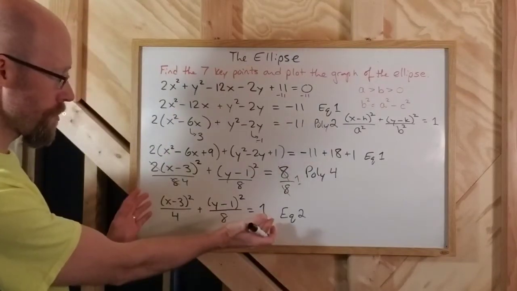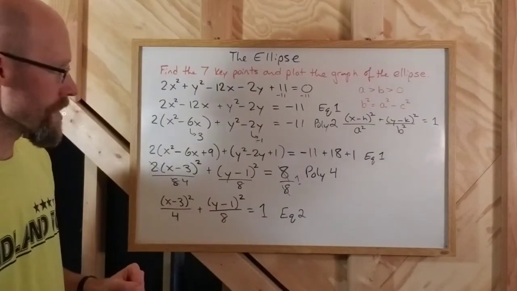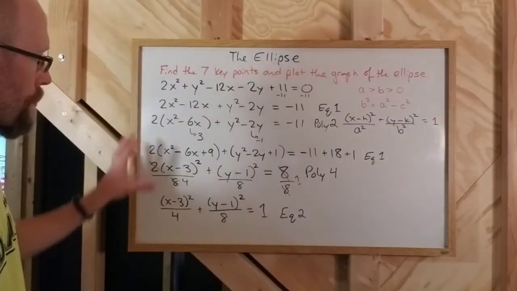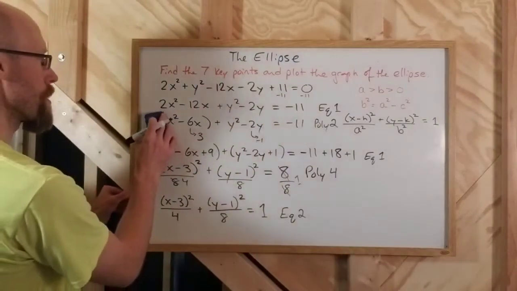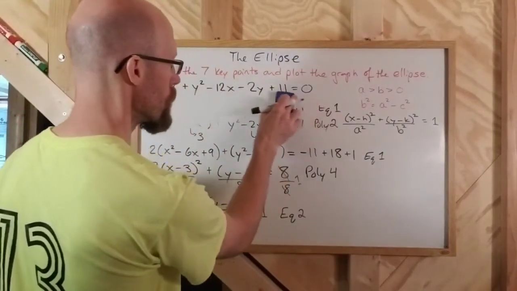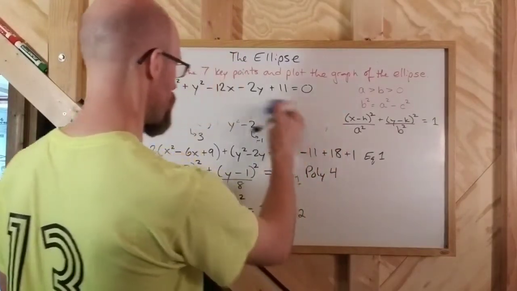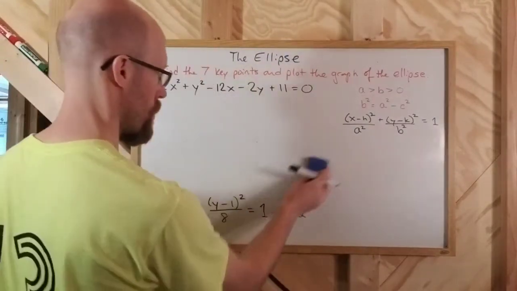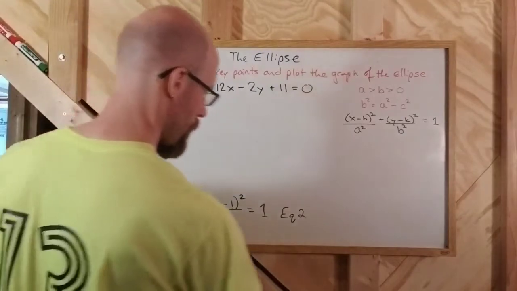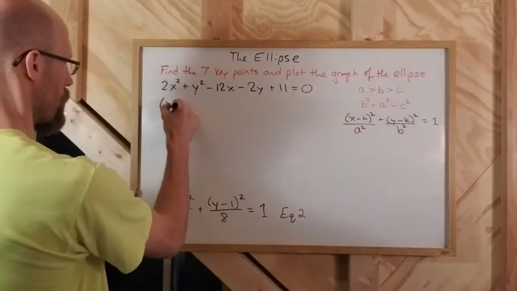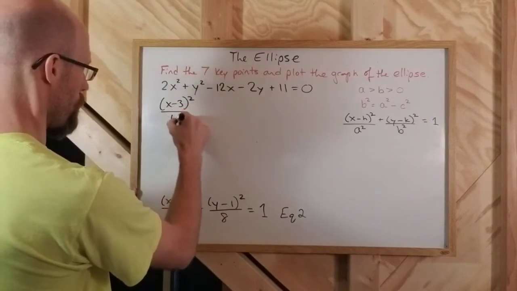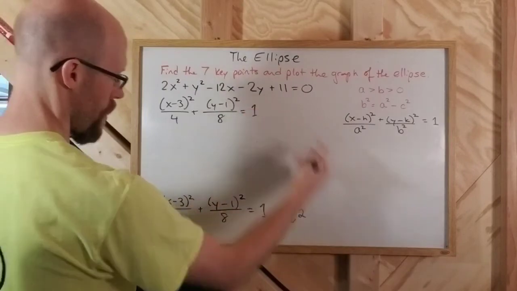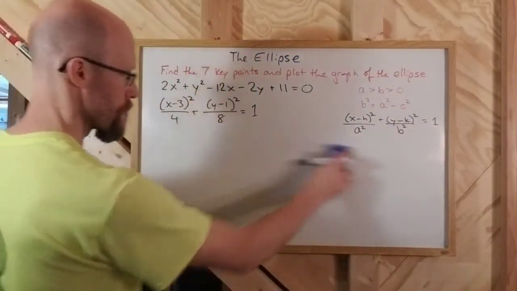Now that I have it in the structure, I can go ahead and identify the 7 key points. In fact, to do that, I'm going to erase all the work here, except maybe I'll keep the original equation intact. Okay, and I'll rewrite this. So it's x minus 3 quantity squared over 4 plus y minus 1 quantity squared over 8 equals 1. Perfect. Now I have some space to work.